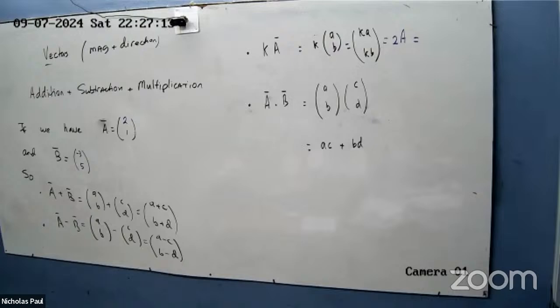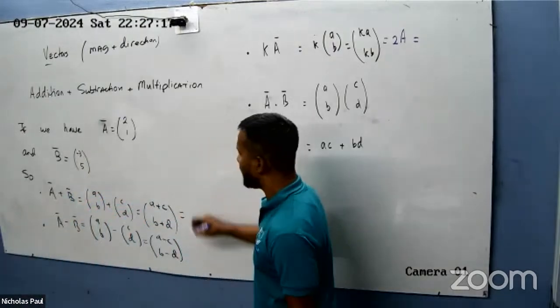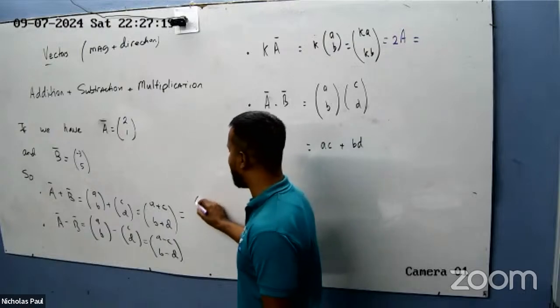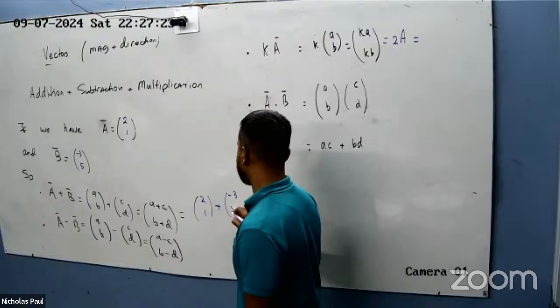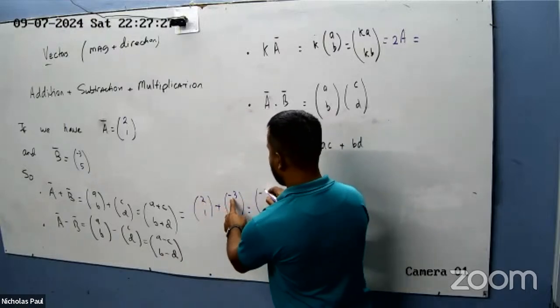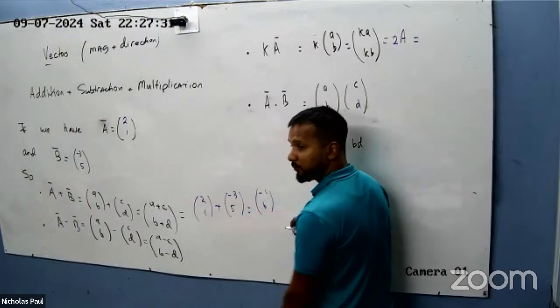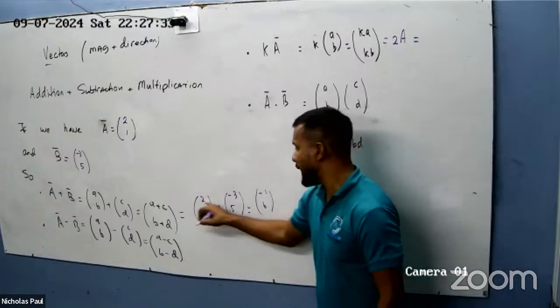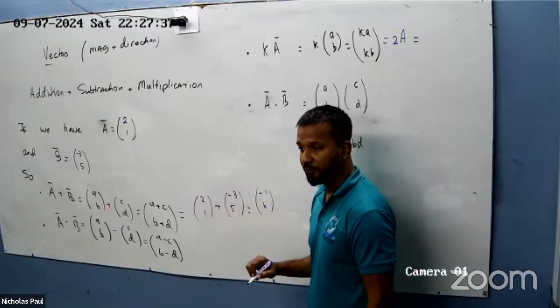All right, so let's see if it makes sense. So how do we add? I'm doing the addition first. We're going to add (2, 1) and (-3, 5): 2 plus minus 3, minus 1, and 1 plus 5. That's okay? Add the x, add the y. Are you okay with that?